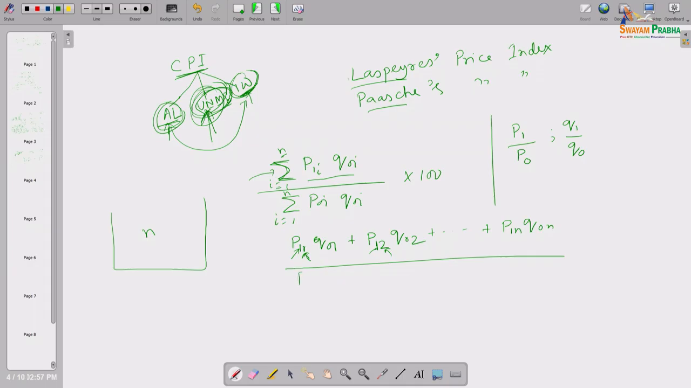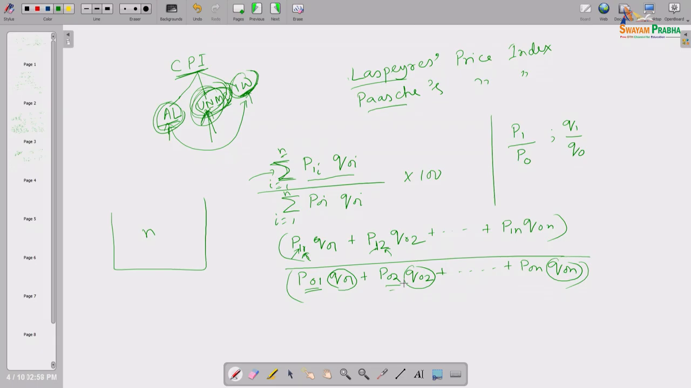The denominator, if you expand, what will it be? It will be P01 Q01 when i takes value 1, P02 Q02 when i takes value 2, and so on, P0n Q0n when i takes value n, n different commodities. Let me tell the denominator first. The denominator is basically whatever quantities of different elements in my consumption basket I was consuming in the last period or base period. Q01 is the quantity of the first commodity, Q02 is the quantity of the second commodity, and Q0n is the quantity of the nth commodity. And P01 is the price of the first commodity, P02 the second, at which time period? Zeroth period or base period price.